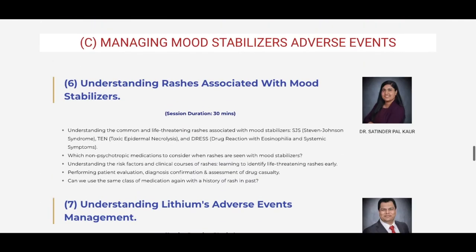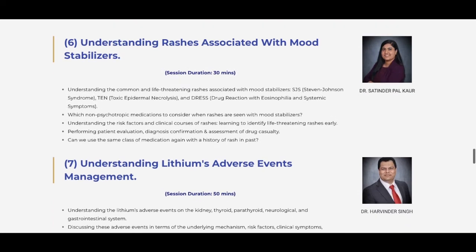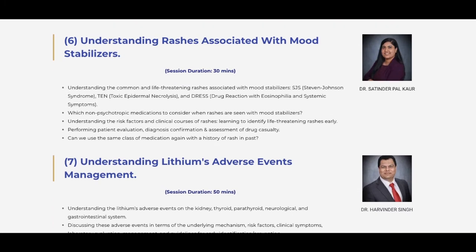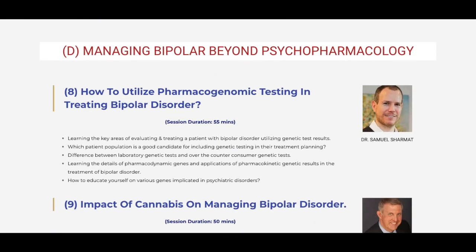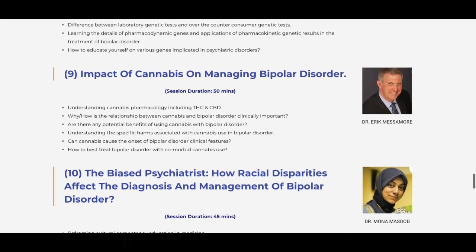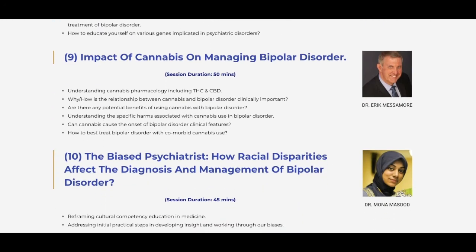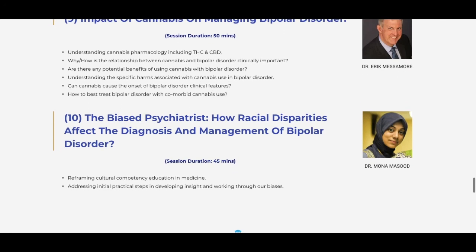The third section is managing mood stabilizer adverse events, where Dr. Carr will talk about managing rashes associated with mood stabilizers, and I will talk about managing lithium's adverse events. And then the last section is managing bipolar beyond psychopharmacology. And you just saw a very short 5-minute section done by Dr. Sharmat on utilizing pharmacogenomic testing in bipolar disorder. Then we have Dr. Massamer. He will talk about the impact of cannabis on bipolar disorder. And the last topic is by Dr. Masood. She will talk about the biased psychiatrist.